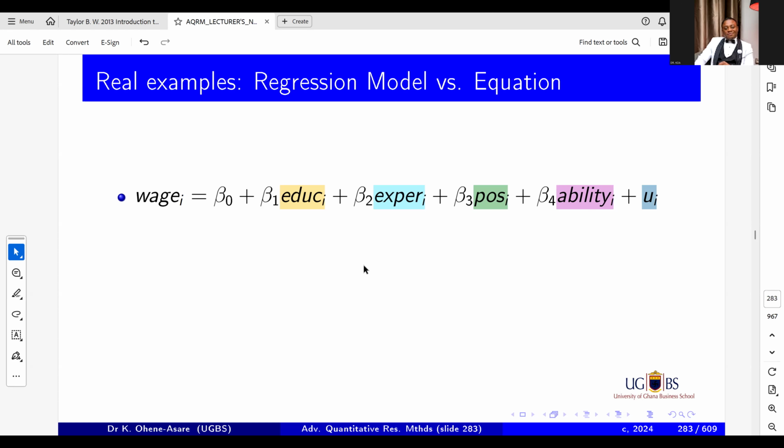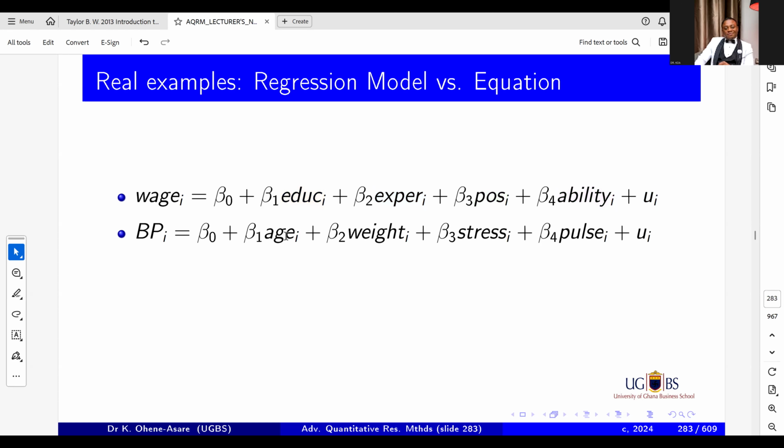Let's take another example of a multiple regression. The blood pressure of a person is affected by the age, the weight, the stress, and the pulse. Of course, there are other factors that can affect the BP, which have not been captured here. Who can tell me other factors that can affect the BP but have not been captured here? Nobody should mention broken heart. Which other factors can affect blood pressure that are supposed to be captured, but this analyst has not yet captured them, which may affect the results?